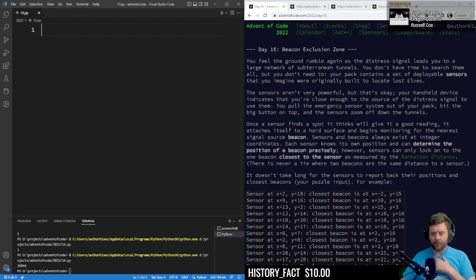down the tunnels. Once the sensor finds a spot it thinks will give it a good reading, it attaches itself to a hard surface and begins monitoring for the nearest signal source beacon. Sensors and beacons always exist at integer coordinates. Each sensor knows its own position and can determine the position of a beacon precisely. However, sensors can only lock on the one beacon closest to the sensor as measured by the Manhattan distance, the L1 norm. There's never a tie where two beacons are the same distance to a sensor.